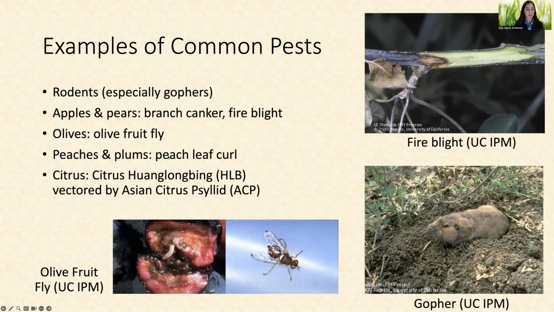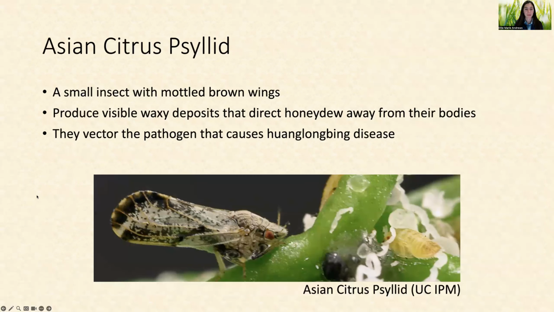In peaches and plums, peach leaf curl is very common, unfortunately. And thankfully, we haven't found this yet, but I wanted to put it here because it has been found in Marin County. So really, this is not a common pest, but I just wanted to include it as an example of how pests can move around, especially with shifting climates. That's something to have on your radar.